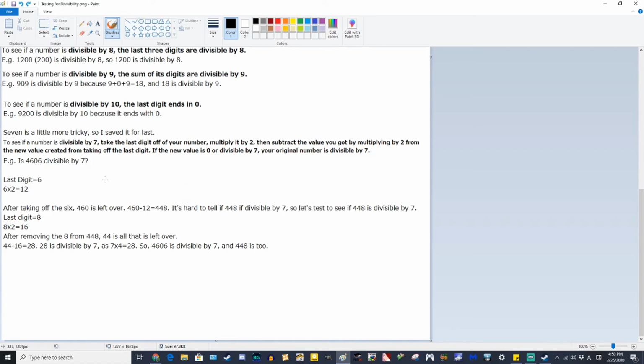Here I'll zoom out a bit so you can see the full text, because I noticed it was getting cut off. So that's how you test for divisibility for the numbers 1 through 10. I think there are tests available for 11, 12, and so on, but I'm just sticking with the first 10 numbers to keep it easy.